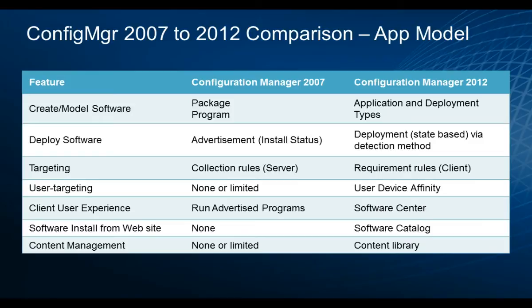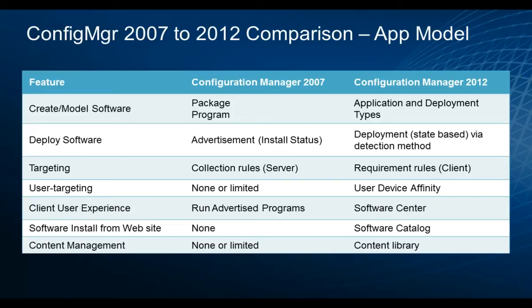The concept of deploying software in Config Manager 07 was called an advertisement. This is now called a deployment. It is state-based and via detection methods that we evaluate against rules and criteria. A feature called targeting in 07 was called collection rules. We now have what's called requirement rules, now server or client hosted instead of just the server.